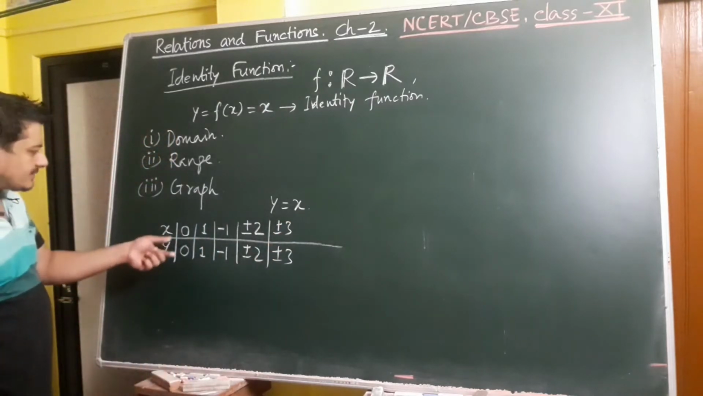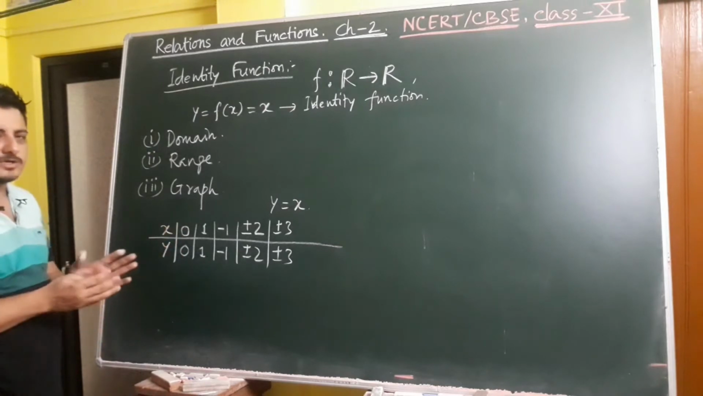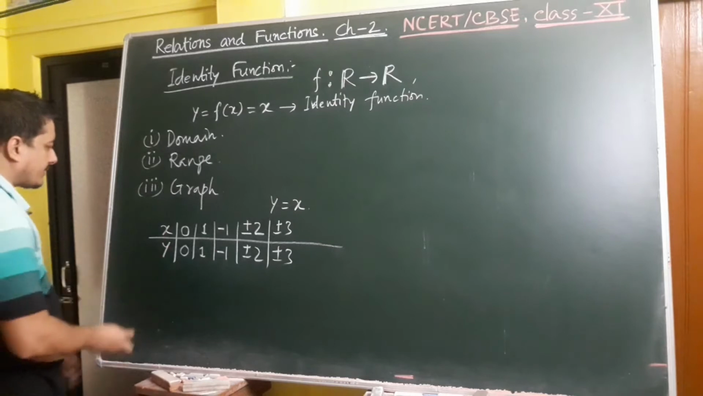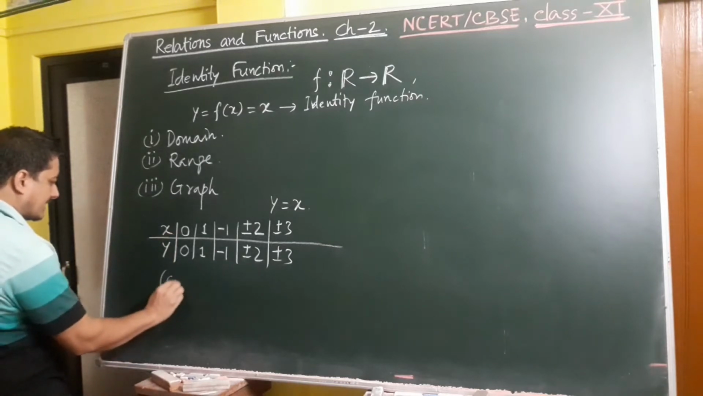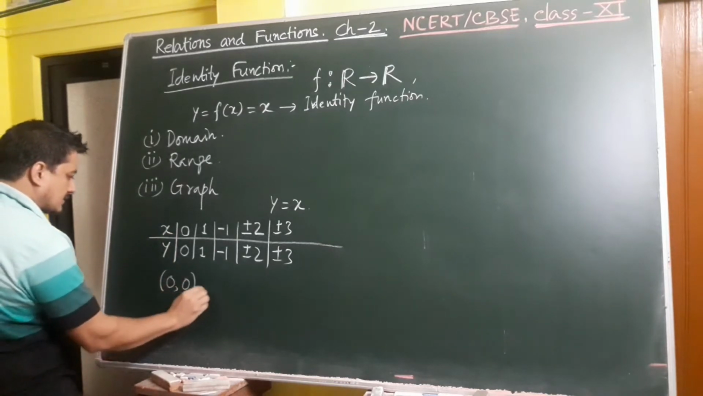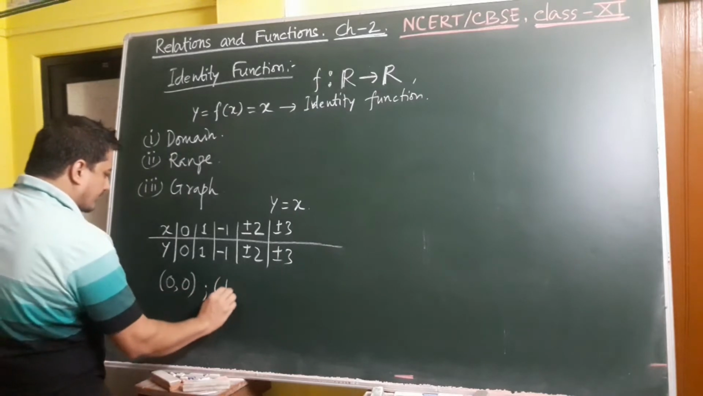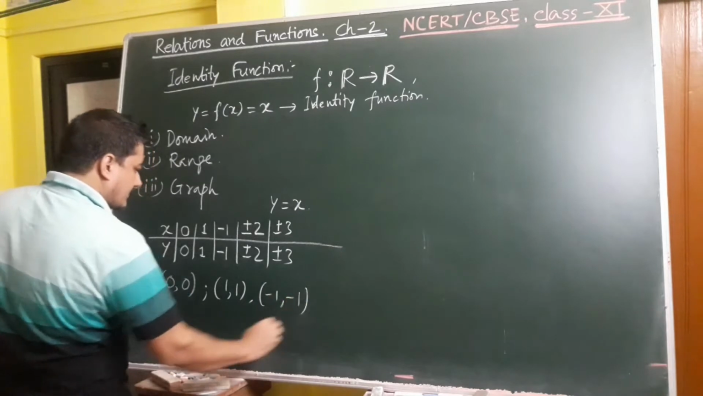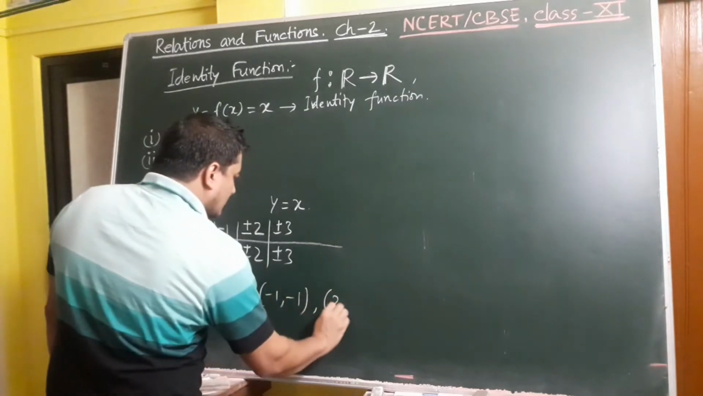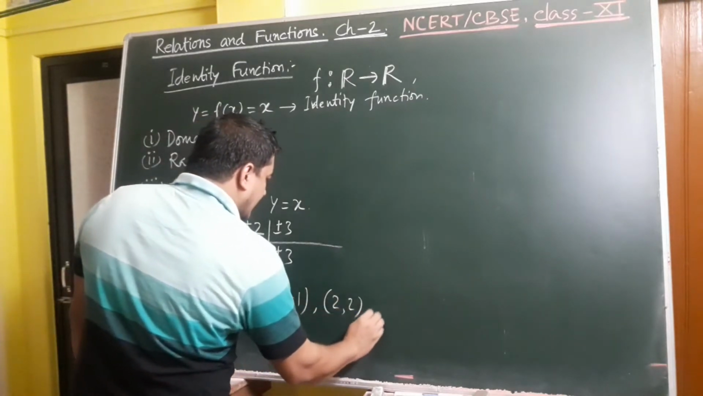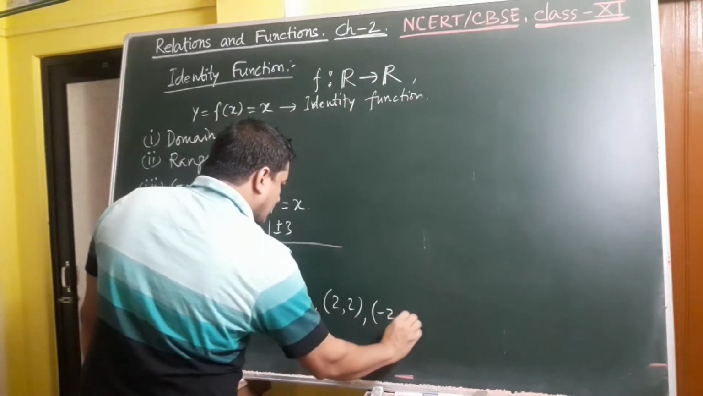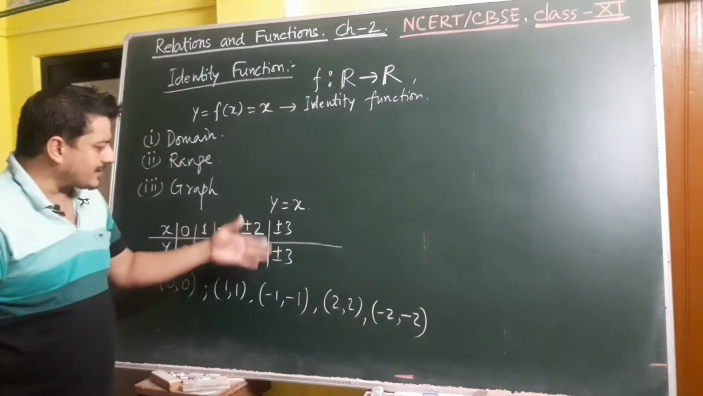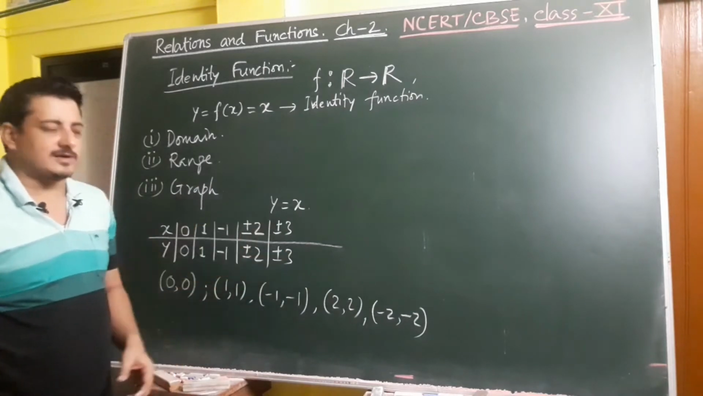Okay, so what are the points that we get? The combination of abscissa and ordinate. What are the points? x comma y. So I get these points, 0 0, then 1 1, then minus 1 minus 1, then 2 2, then minus 2 minus 2, and in this way, plus 3 plus 3, minus 3 minus 3, like this.